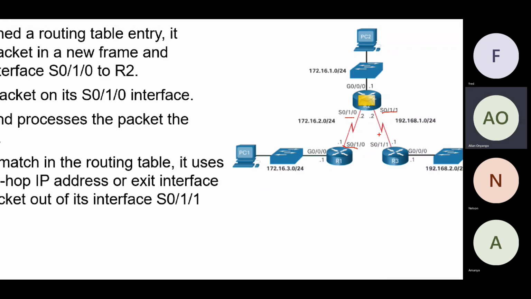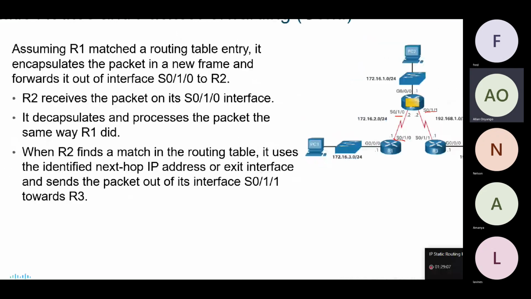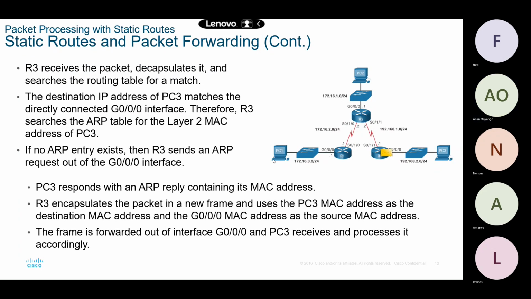If there's no match in the routing table and R2 has a default route, then R2 will use the default route for that packet. If it does not have a default route, then that packet will be dropped. R2 will send an ICMP message to R1 that the packet was dropped. And that's how it will move until it gets to PC3.